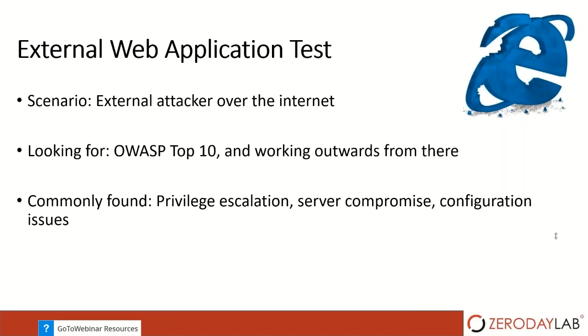The goal of an external web application test is often to gain access if the application is something that is not commonly accessed by users, or if users have accounts already or can make accounts freely. We look for things like privilege escalation, complete server compromise, or ways that we can mess with the configuration, or ways that the configuration could be wrong in the first place.